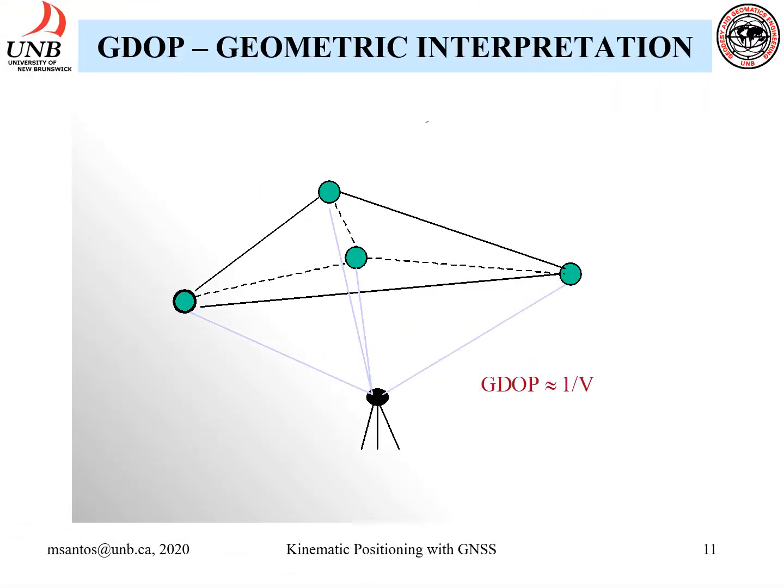Here we have a geometric interpretation of GDOP. We have 4 satellites, and you know that we need 4 satellites to solve for the latitude, longitude, height, and clock offset. And here we have the receiver. So the GDOP is the inverse of the volume of this polyhedron formed by these 4 satellites and the receiver.